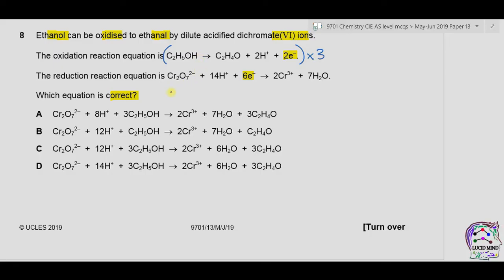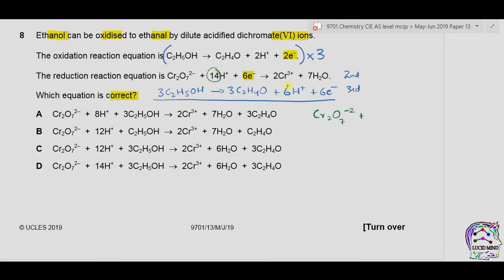So the first equation will become 3C2H5OH, 3C2H4O, 6 H+ and 6 electrons. Now combining both the second and third equation, we can write Cr2O7 2-. On the reactant side we had 14 H+, on the product side we had 6, so 14 minus 6 becomes 8 H+ on the reactant side.